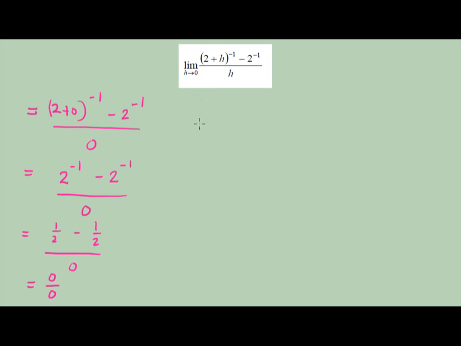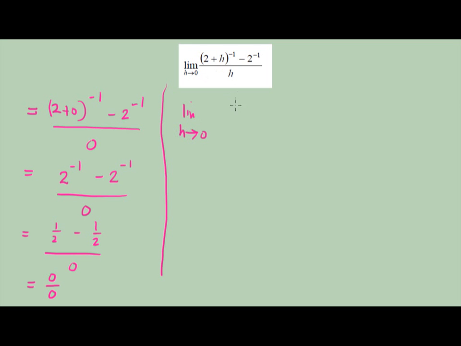So how do we simplify this? We have seen from the substitution technique that along the way we were able to simplify 2 to the negative 1 in terms of 1 half. So we will be doing the same when we still have the variable h. So the actual solution, since it will not work for the substitution method, we will be simplifying the function.